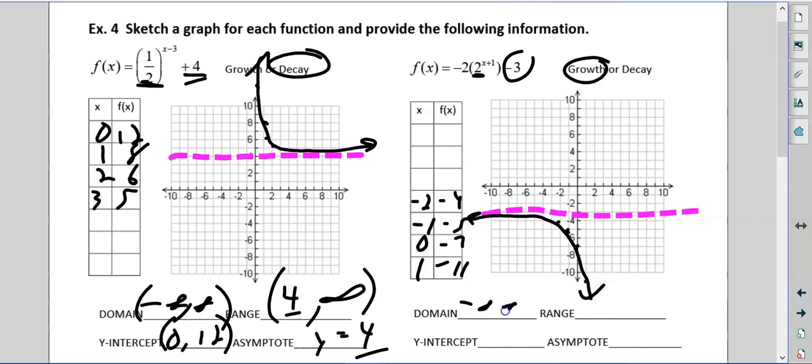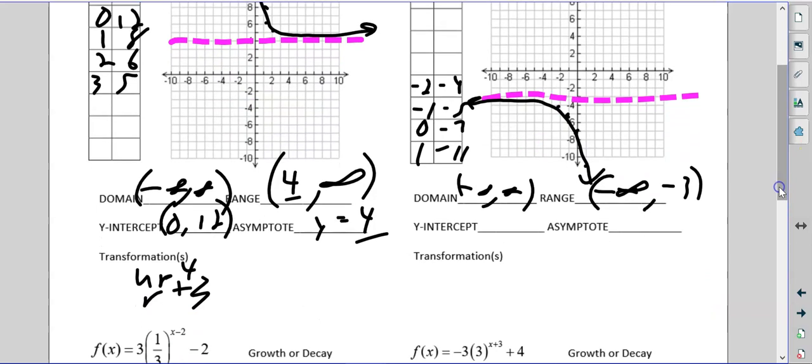So the domain does not change. Again, the range this time is going towards -infinity, which always goes on the left side. And then it's coming up and not hitting -3. And we leave that in parentheses again because it's not going to hit it. The y-intercept was (0, -7). The asymptote is that y equals -3.